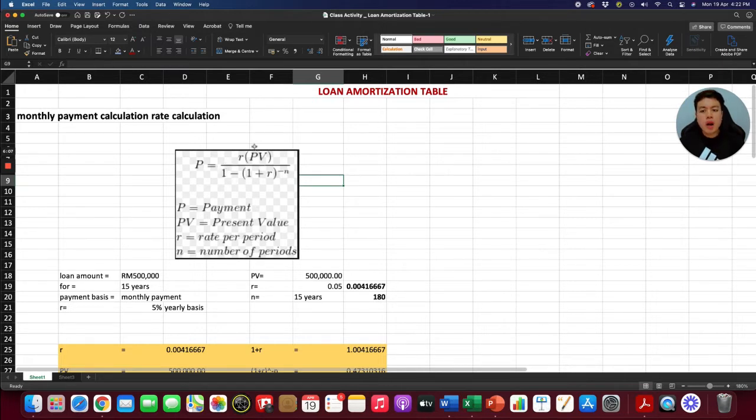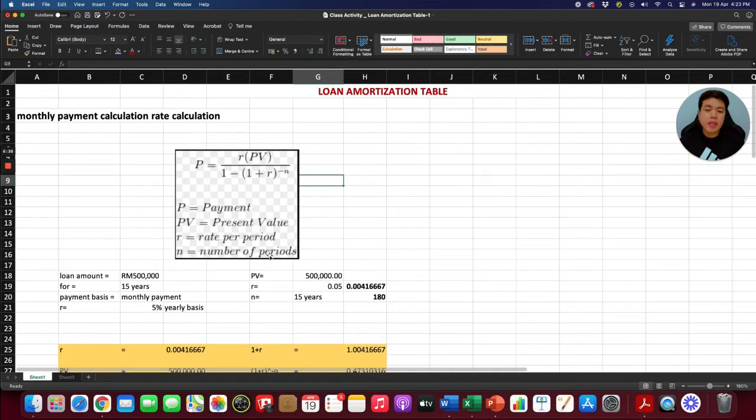So R times PV, you need to divide it by 1 minus (1 plus R) to the power of negative N. R is still the same interest rate, and then to the power of negative N. What is N? In statistics and mathematics, N means total. So the total number of periods. For how many times will you make the payment? In Malay, awak akan bayar balik berapa kali?